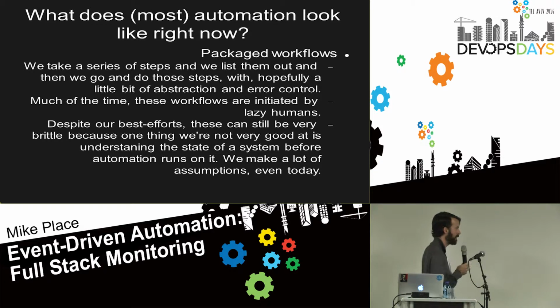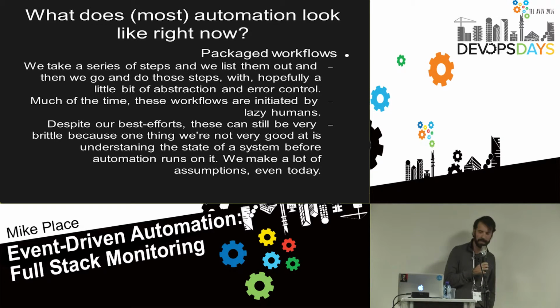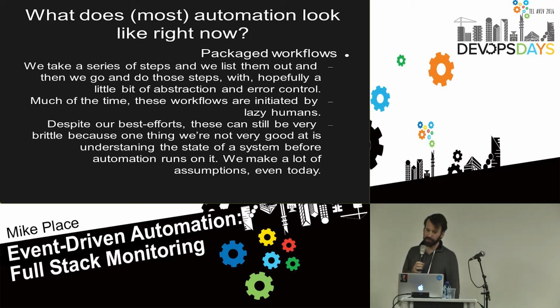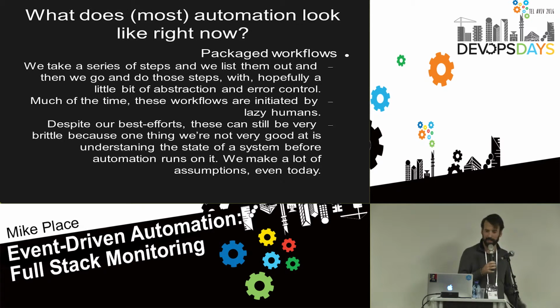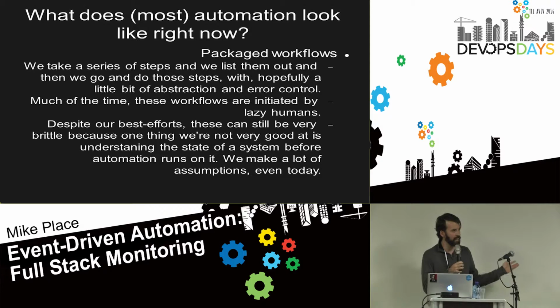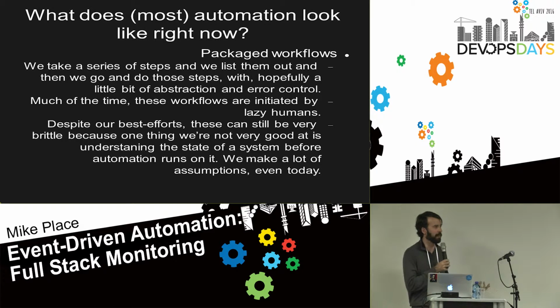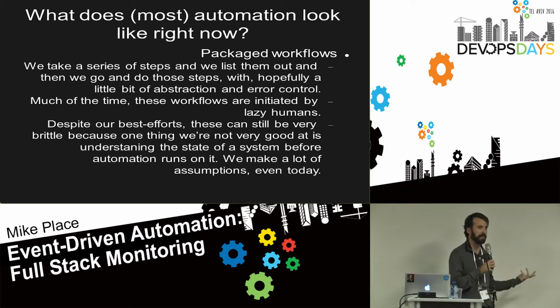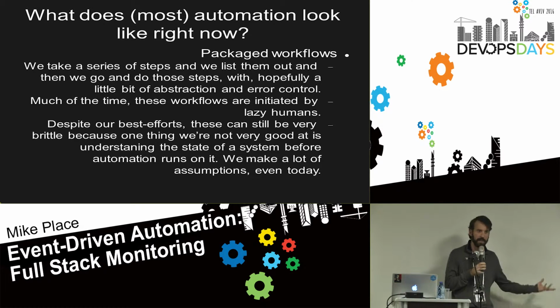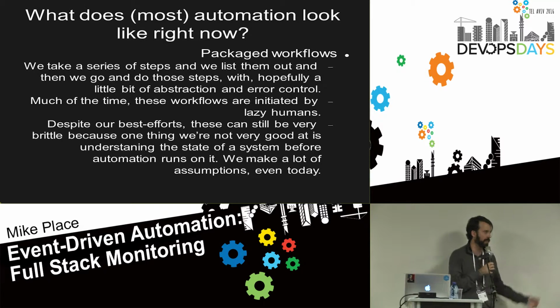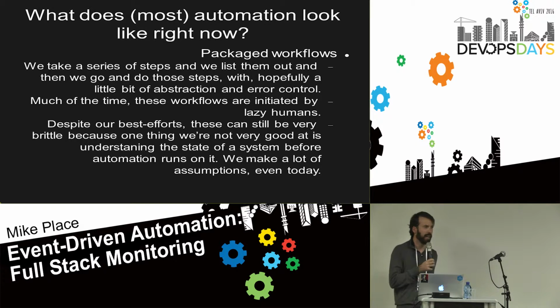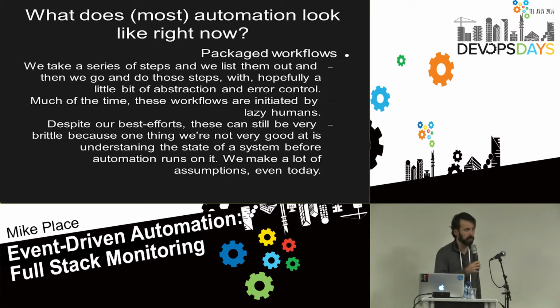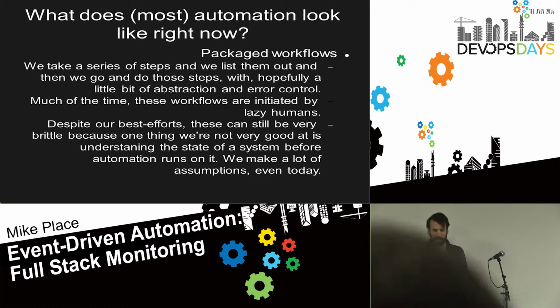And what we got effectively, and much of this is my fault if you want to lay some blame, is a series of steps that we would list out. We would go do these steps, and we had a little bit of abstraction and a little bit of error control. We had a lot of effectively imperative frameworks, right? We would say, okay, this is how we can describe an infrastructure, and the debate is really going to be, shall we use YAML or JSON, or shall we use a DSL to describe this infrastructure? And much of the time, this was focused around provisioning. These workflows were effectively initiated by lazy humans.